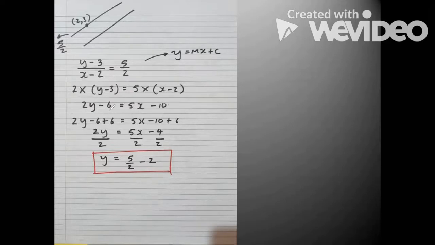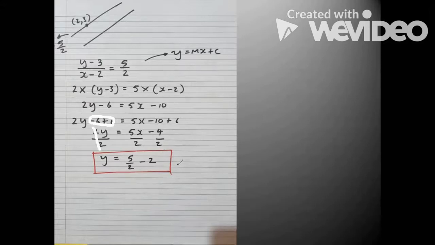Then now we're going to add 6 on the left hand side and also on the right hand side. This will go away. And negative 10 plus 6 is negative 4. Then we divide everything by 2. That will cancel out.